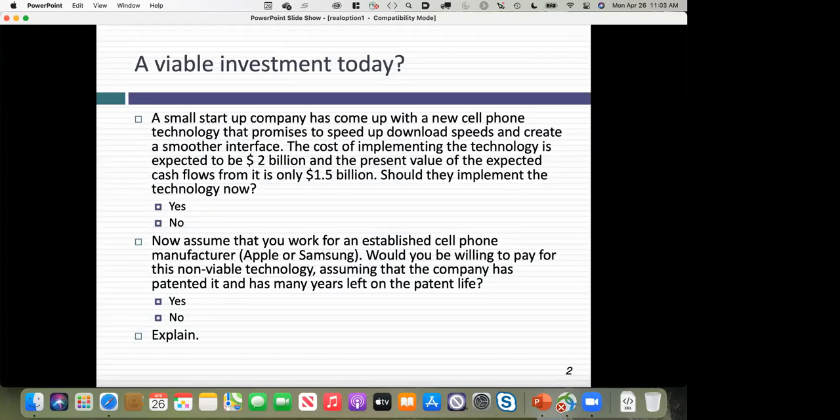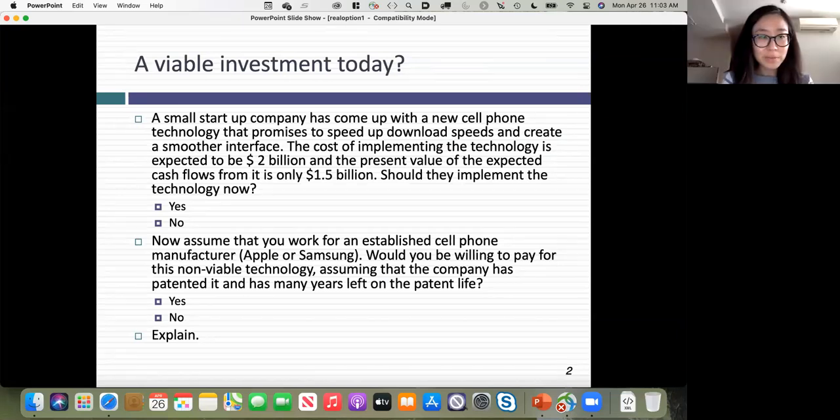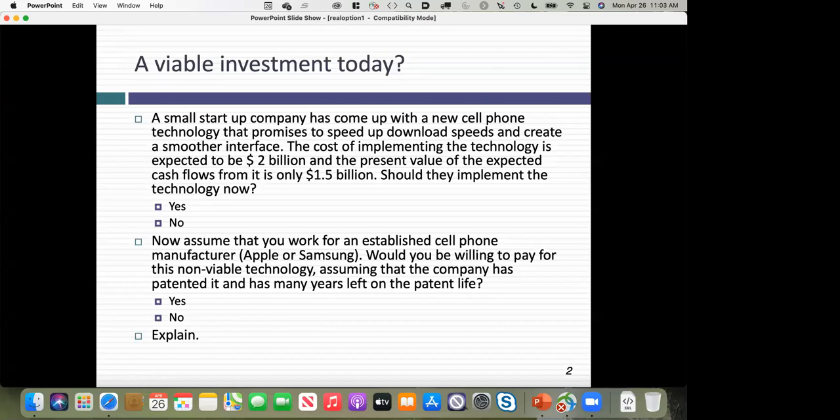So let's assume a small startup company has come up with a new cell phone technology, promises to speed up download speed, smoother interface. They do a cost analysis. It turns out it'll cost $2 billion to implement this technology. And based on what they know right now, the expected cash flows from doing this are $1.5 billion. Let's start with the easy question. Erin, should they implement the technology? It costs $2 billion, they'll get $1.5 billion. No, since they would be losing money. Net present value is minus 500.